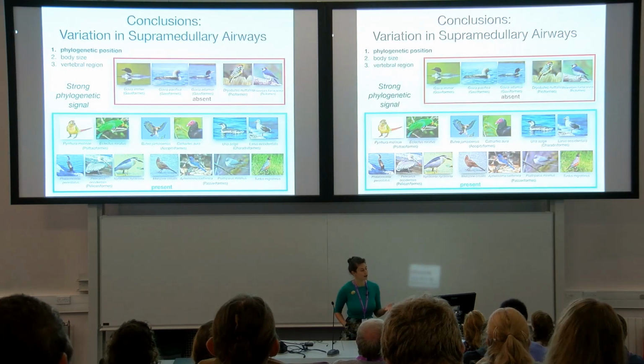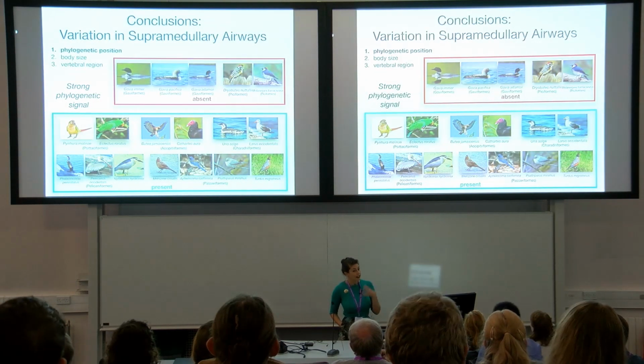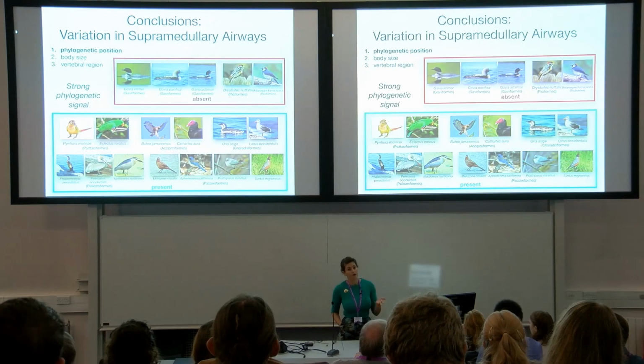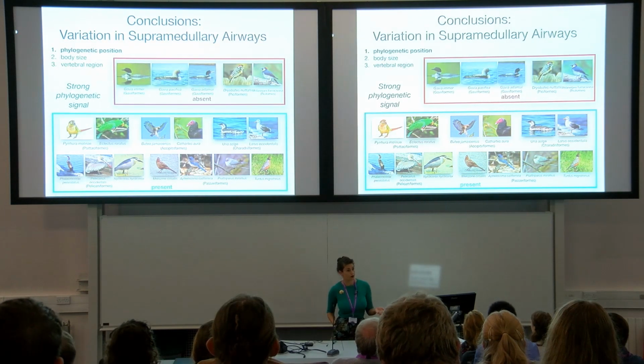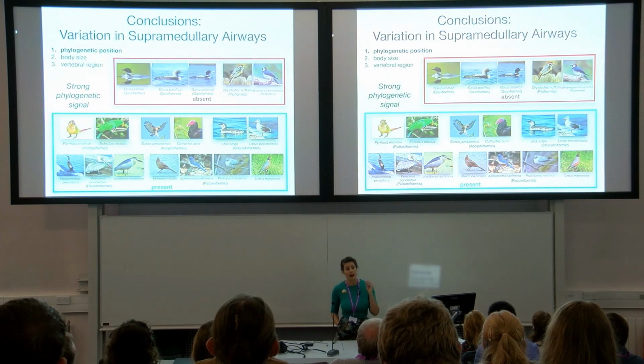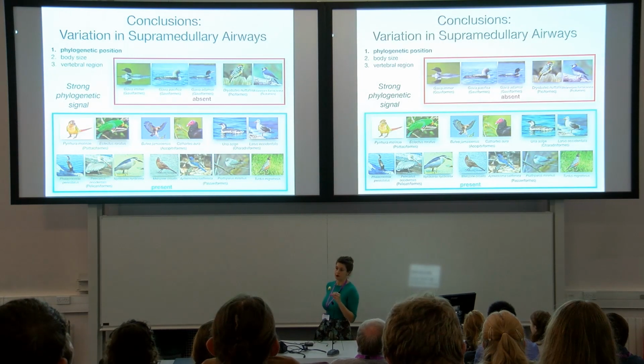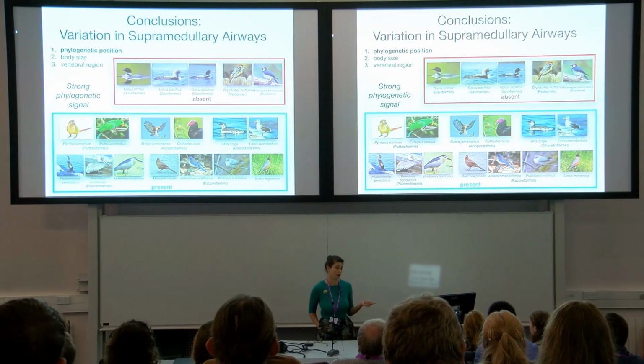So to summarize, we conclude that right now, based on our sampling, the presence or absence of supramedullary airways appears to have very strong phylogenetic signal. For every major clade for which we were able to sample more than one genus, all of the genera in a single clade either lack or possess supramedullary airways.